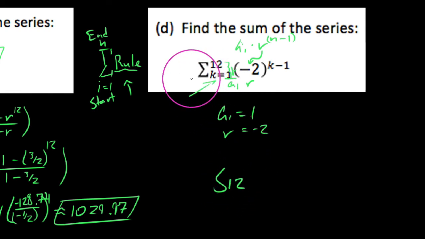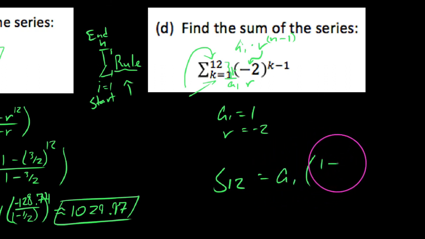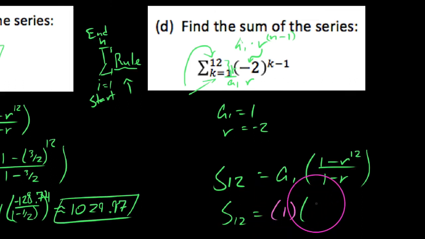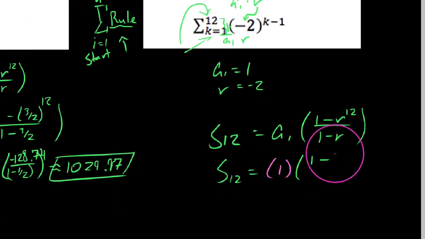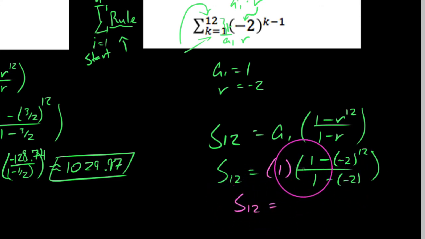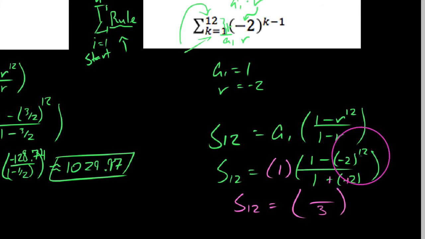And I can tell you this here, we started at 1 and we went up to 12 of this rule. So we say S12 is A1 times 1 minus R to the nth, in this case n is 12, over 1 minus R. So we'll just go ahead and find S12. First term is 1, times 1 minus R, in this case R is negative 2, to the 12, all over 1 minus a negative 2. And it is important to use parentheses, because if you can see what I see here, on bottom we basically get 1 minus a negative 2, which is plus a positive, so we get 3. And on top we have 1 minus negative 2 to the 12th.